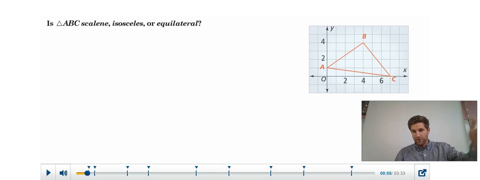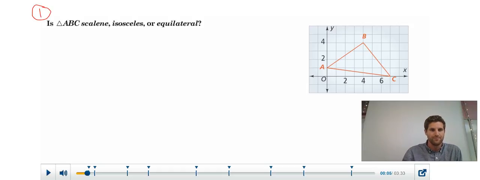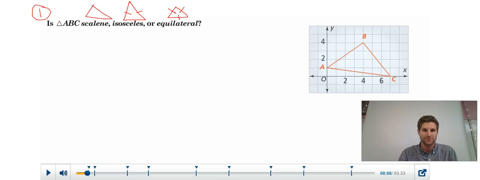Okay, so we jumped right in. Here's our first example, problem 1. Is triangle ABC scalene, isosceles, or equilateral? Equilateral would be all sides are congruent. Isosceles would be two sides are congruent. And scalene would be all sides are different. Okay, so those are our three types of triangles that we could have.